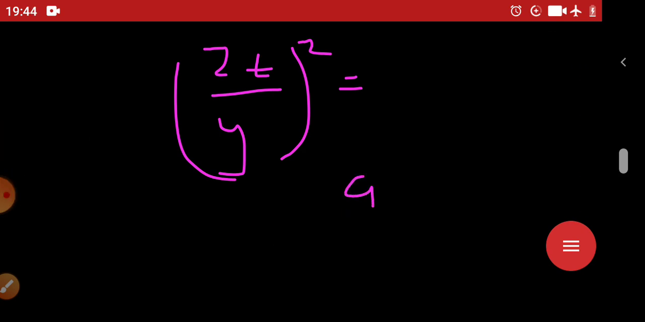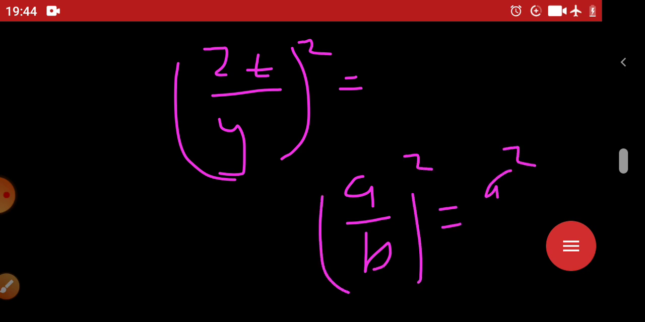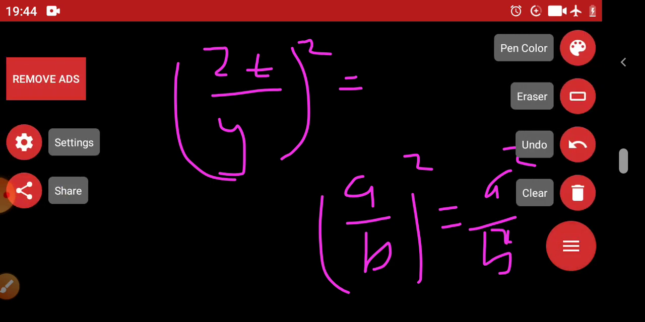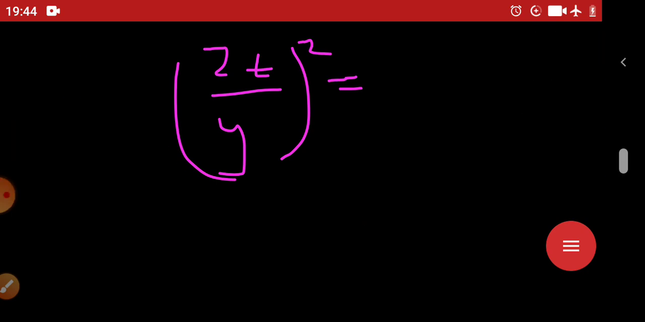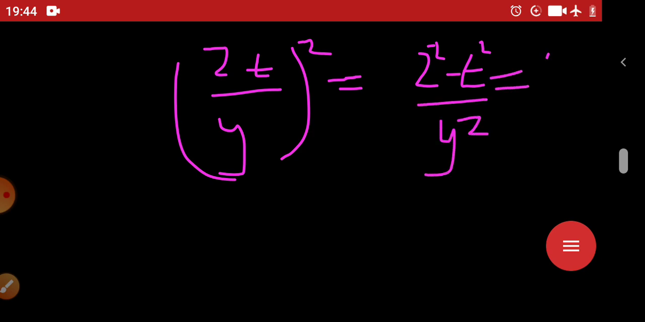So I think you know this one. Where this would be a squared over b squared. These are the rules, basic rules you should be knowing, and then now you're applying them. So here you can see now that you have 2 squared, 2t squared all over y squared, and this will be 4t squared all over y squared.